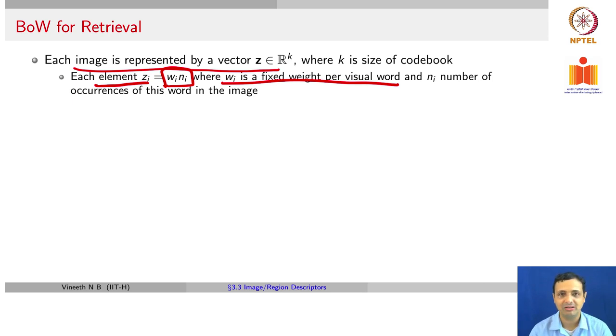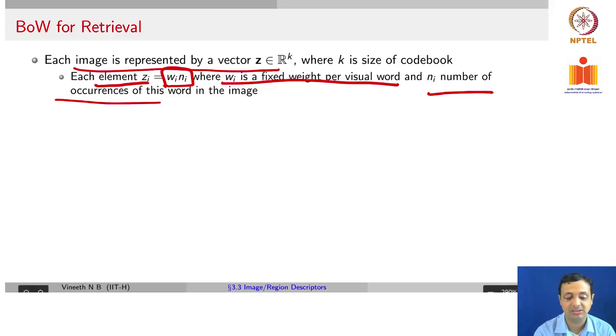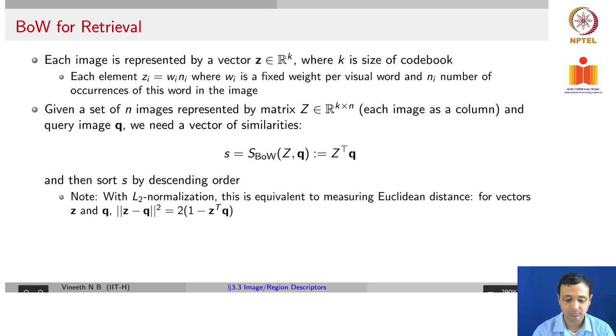Each element of z, which is z_i, is represented as w_i n_i, where w_i is a fixed weight per visual word. You can choose to assign a weight. If you don't have a weight, they could just have uniform weights. And n_i is the number of occurrences of that particular word in this query image. I'll repeat that. So w_i is a weight per visual word, which is optional, and n_i is the number of occurrences of that word in this image.